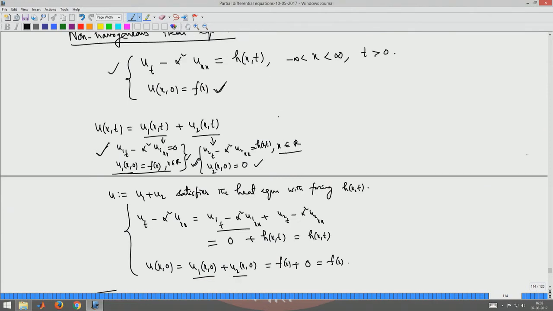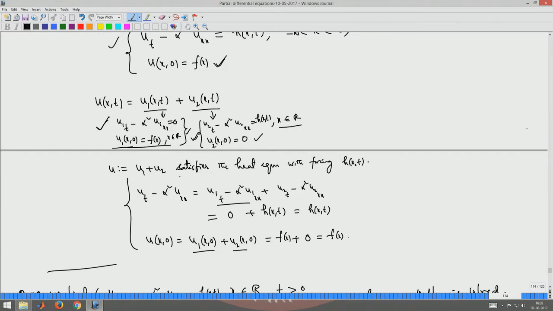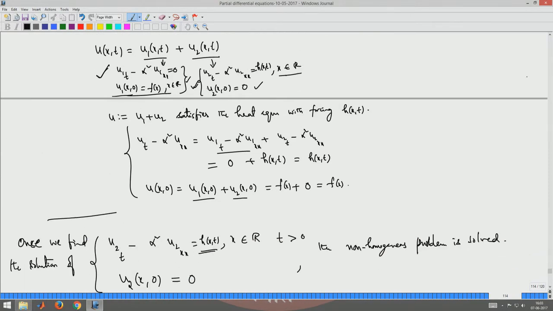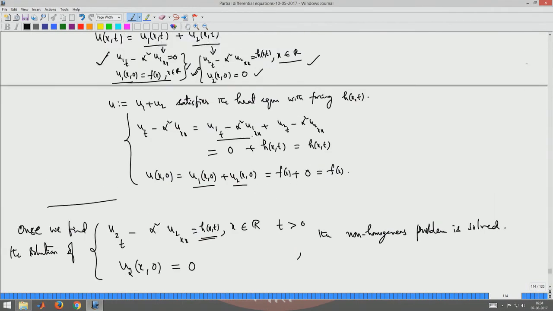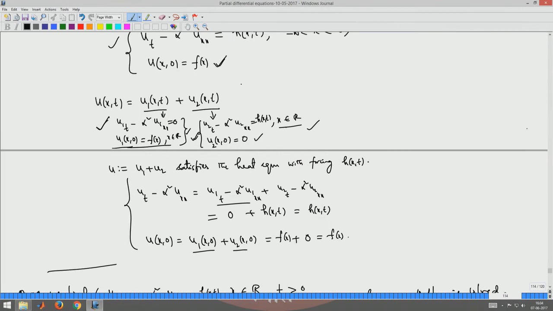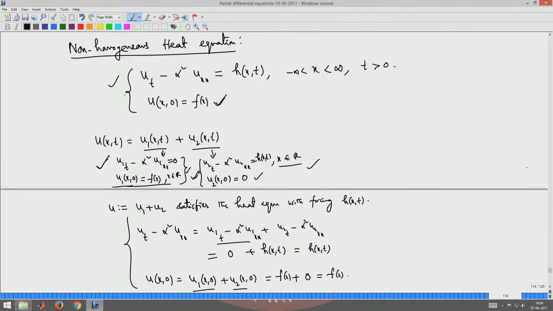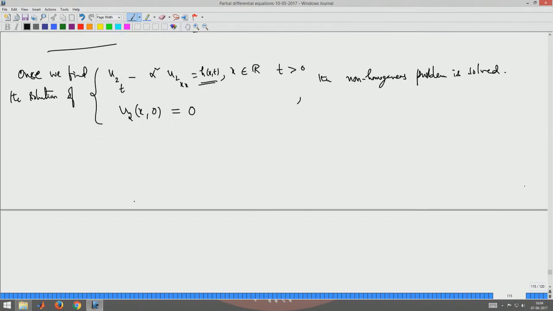If we know the solution for the initial value problem for the homogeneous equation, that is actually the heat equation that we know, that is the solution. And what we do not know is this second part, U2. If we solve this U2, we can combine U1 and U2 to give the solution of the initial value problem for the non-homogeneous heat equation. So, we will see how to solve this here.